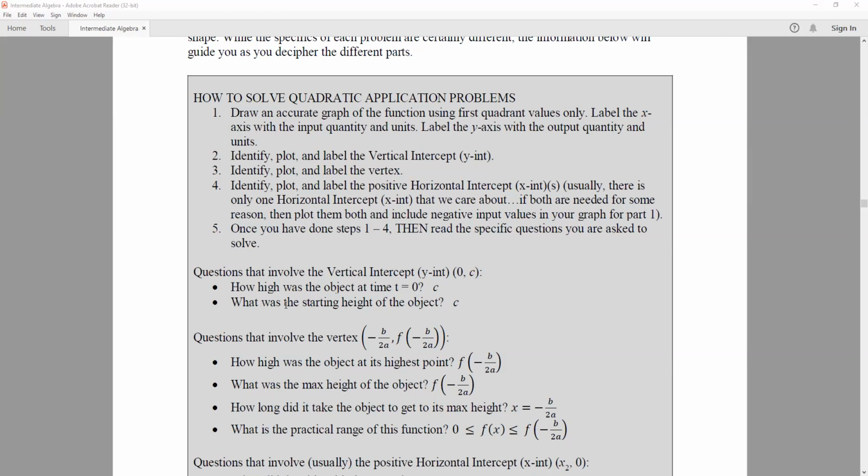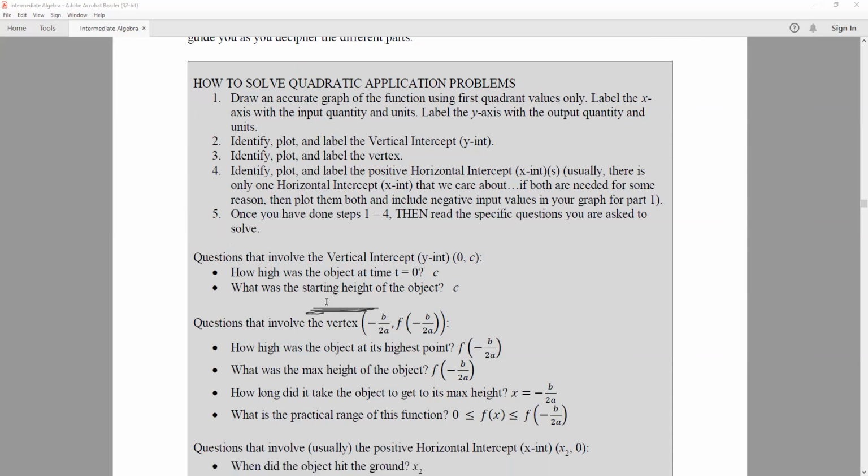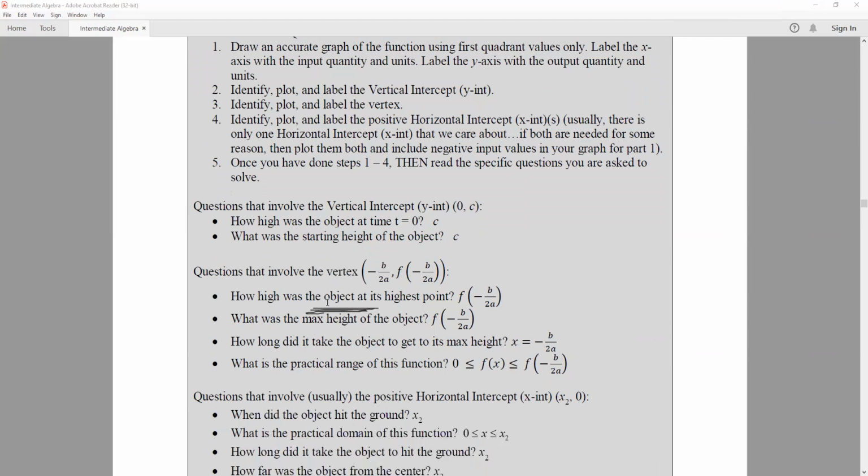Or it says, what was the starting height of the object? Why are we using the starting height? Because starting height means that your time is 0. So that is the vertical intercept. So you have to know that it's trying to tell you to find the vertical intercept. Now, what about the vertex? So you have questions like, how high was the object at its highest point?